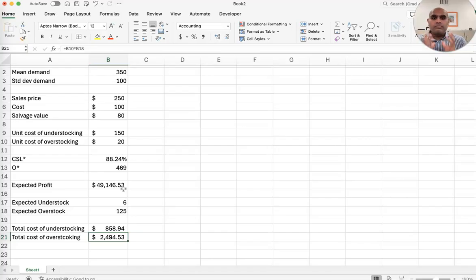Now, there are multiple examples of that in the textbook. End of chapter problems, I suggest that you do a few of these so you're comfortable using them. What I will do in the next video is we'll talk about some extensions of the Newsvendor model.